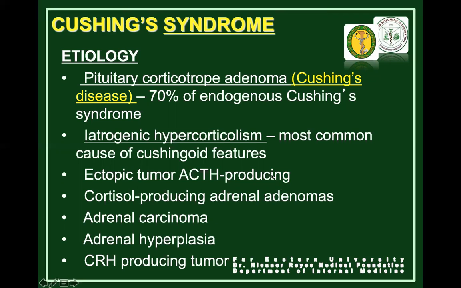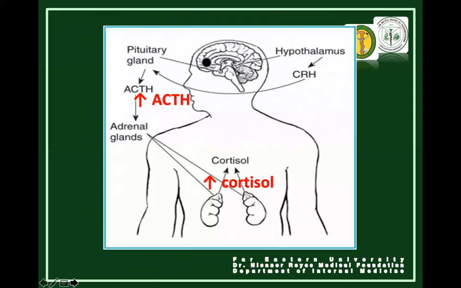So this one will be differentiated later on and will also be discussed in your adrenal module. And also CRH-producing tumors are causes of Cushing's syndrome. So if there is an excess in your ACTH, which is what you see in pituitary ACTH excess or Cushing's disease, then you will also increase your cortisol.